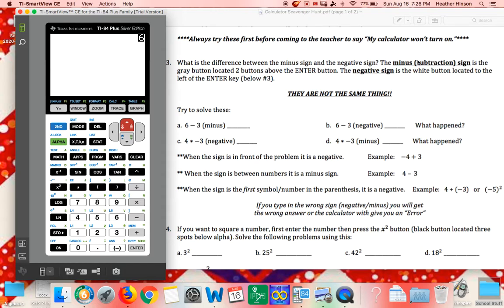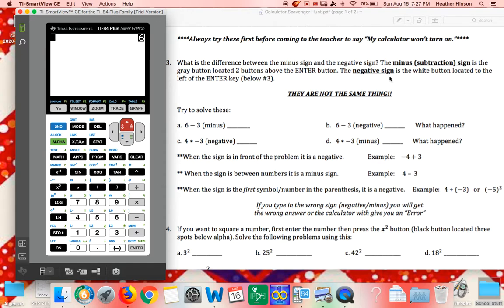So your minus sign, which is your subtraction sign, that's the gray button located 2 buttons above enter. Enter's at the bottom right. Your minus sign is 2 buttons above that with your plus, your multiply, and your division sign. That's what you're going to use if a question says like 4 minus 3 or something like that.